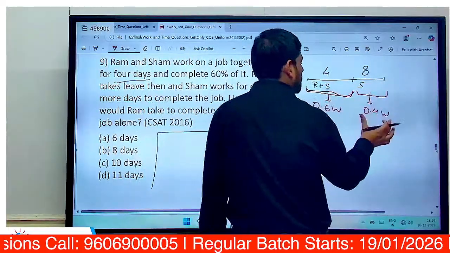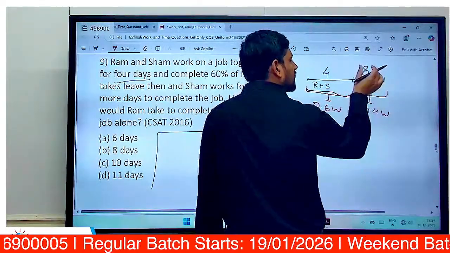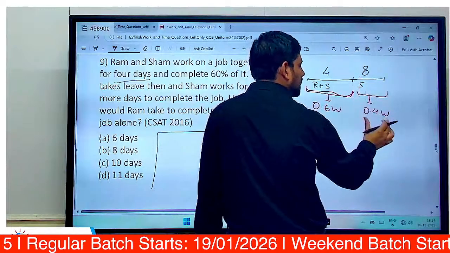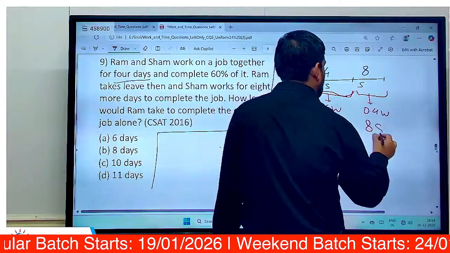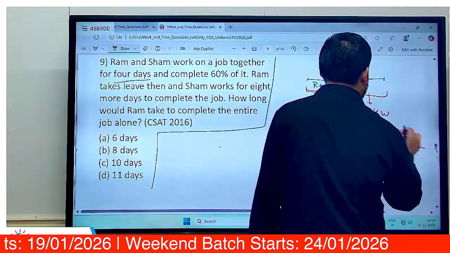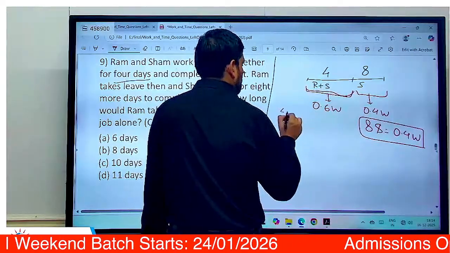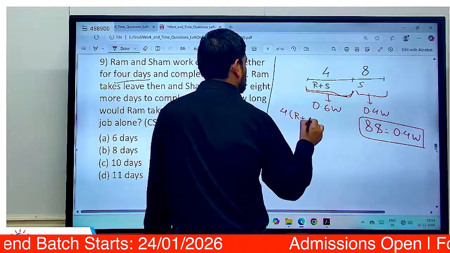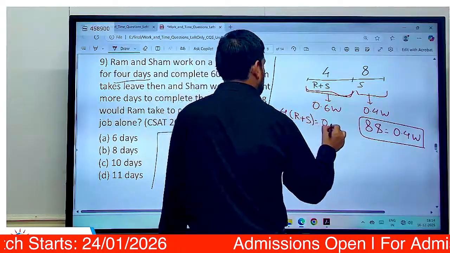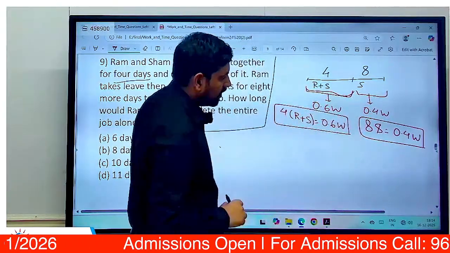Now, this 0.4 W will be equal to what? 8 into S, correct? Time into efficiency. So this becomes 8S is equal to 0.4 W. This is your first equation. Second equation: 4 into R plus S is equal to 0.6 W. This is your second equation.